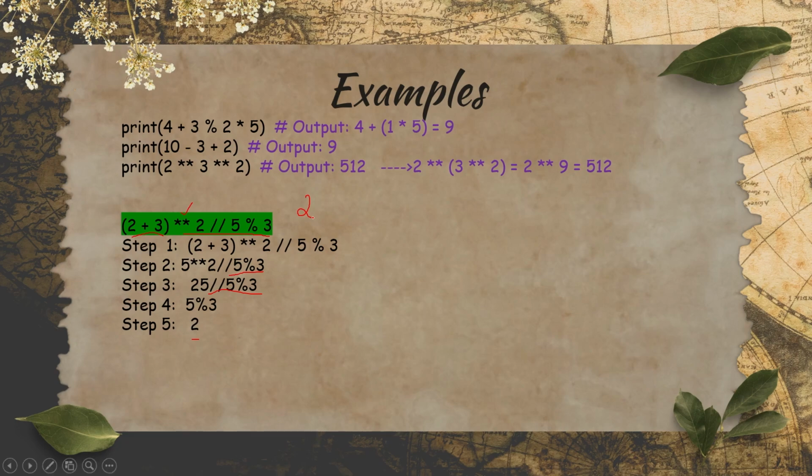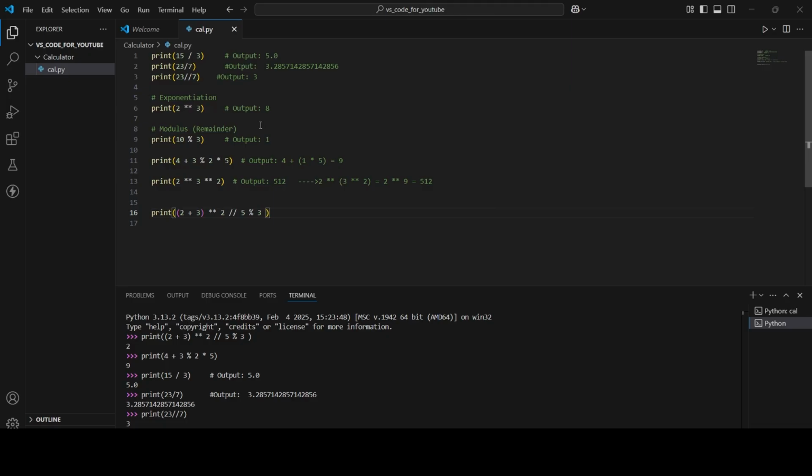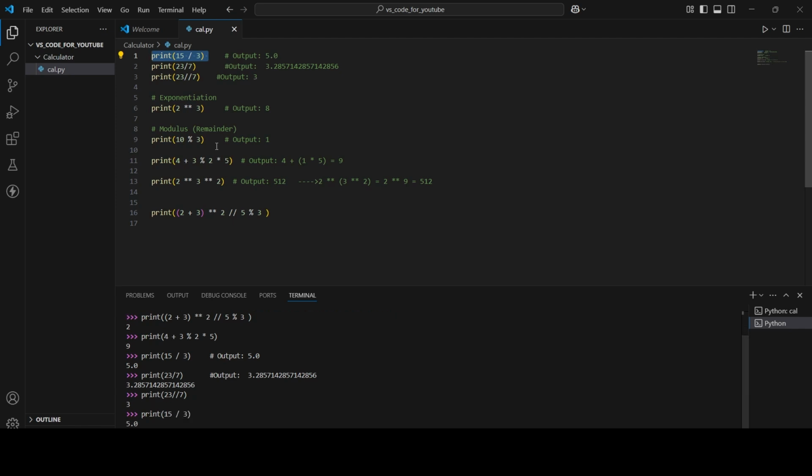Now let's move on to VS Code. So hope this is visible for you, right? Here we are trying to print 15 divided by 3, which will return 5.0 because it is a float division. And similarly, if I try to print 16 divided by 3, then this will return me something else.